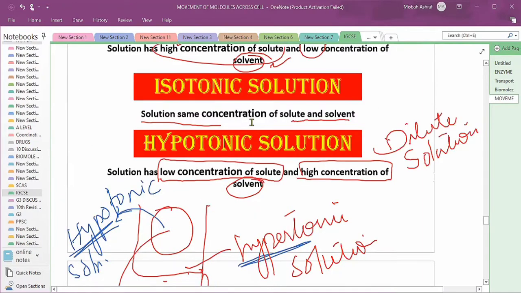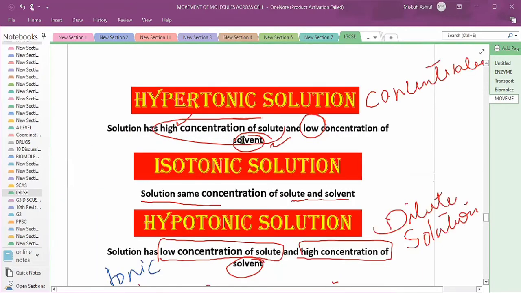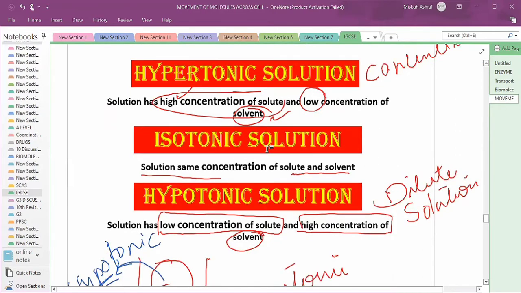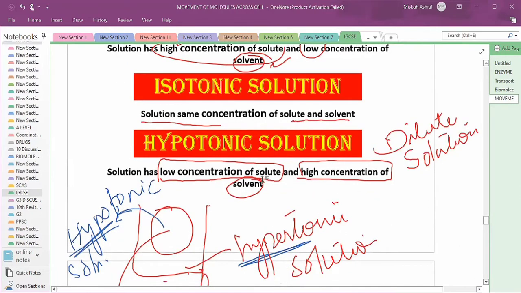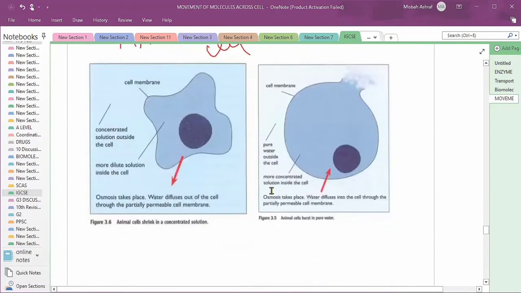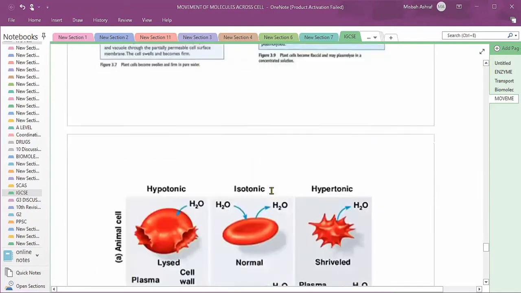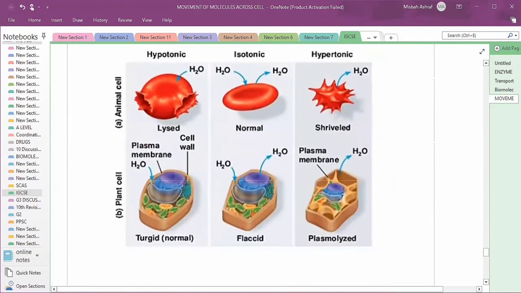Now to remember, hypertonic has higher concentration of solute and lower concentration of solvent. Isotonic has both solvent and solute in the same concentration, and hypotonic has lower concentration of solute and higher concentration of solvent. Now what happens if the animal cell and plant cells are placed into these solutions? This is the hypertonic, isotonic, and hypotonic.